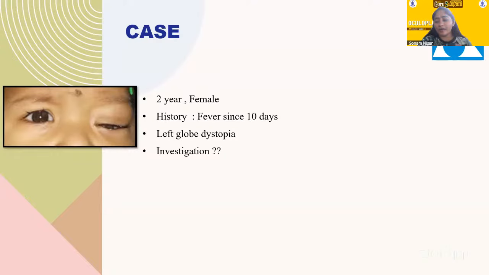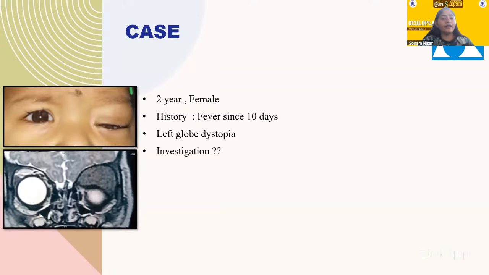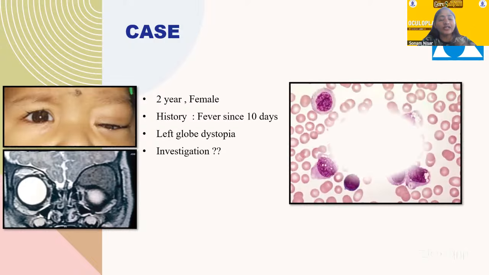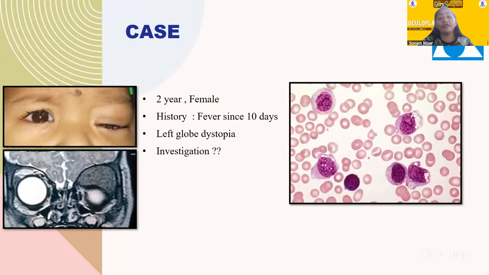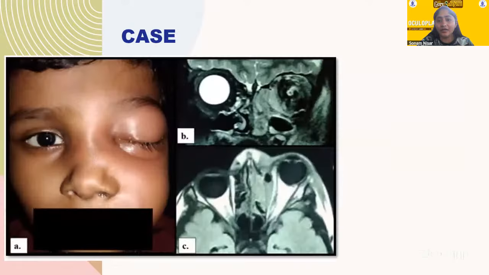Now let's go on to some case scenarios. Here is a 2-year-old child who had fever for 10 days and an inferior globe dystopia. Febrile, young child with sudden onset globe dystopia and an imaging picture like this. The first thing that we can do just in our lab is do a peripheral smear. If it shows blast cells, that means probably this is a case of leukemia, and immediately you can refer the patient to a medical oncologist.